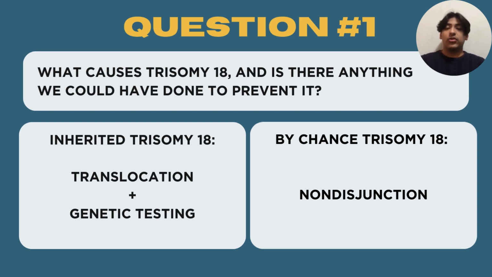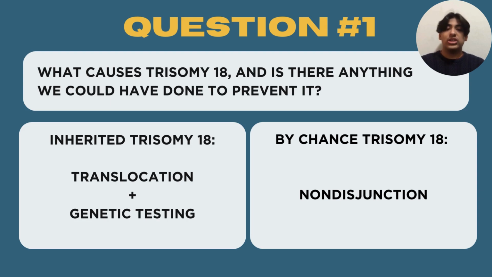Our very first question is, what causes trisomy 18 and is there anything that could have been done to prevent it? To effectively answer this question, we must look at the two sides: our very rare inherited trisomy 18 cases and our very common by chance trisomy 18 cases. The most common cases of trisomy 18 are a random event known as nondisjunction. This happens when chromosomes don't separate properly during cell division, resulting in the extra chromosome.